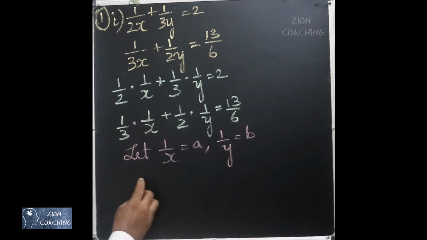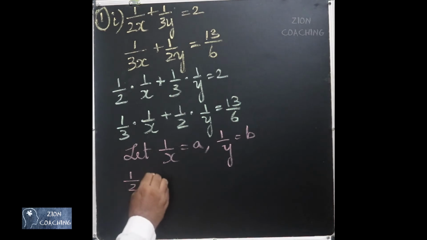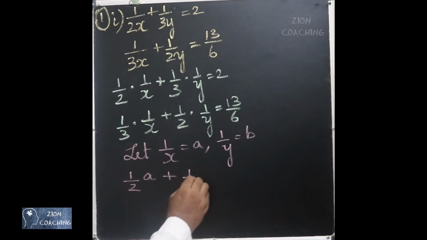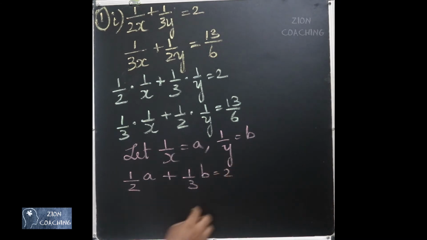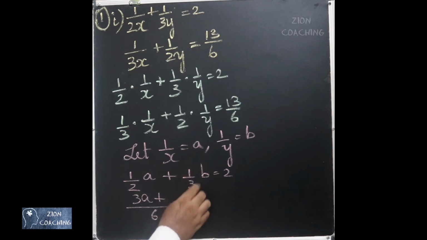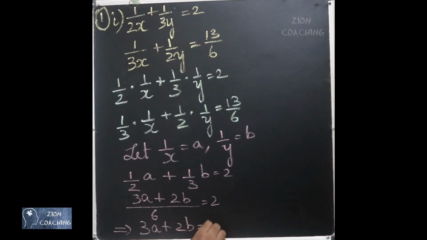Then this equation will become 1 by 2a plus 1 by 3b equal to 2. When you take LCM, the LCM is going to be 6. So 2 into 3 is 6. Multiply the numerator also by 3, we will have 3a plus 3 into 2 is 6. Multiply the numerator also by 2, so we will have 2b equal to 2. So when you take this 6 to the other side, we will have 3a plus 2b equal to 12. Now we have reduced it to the general form.